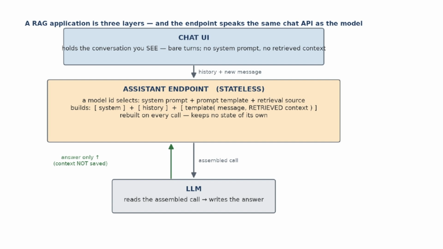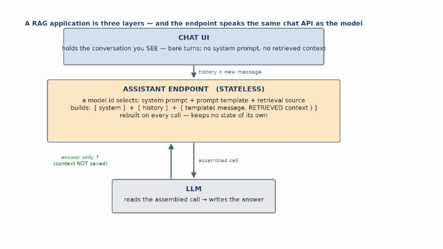The endpoint is stateless. It keeps no memory of its own. On every call, it takes the bare conversation from the interface, looks up how this assistant is configured, retrieves the material, and assembles the full prompt for the model. The system instruction, then the history, then your question with the retrieved text beside it.